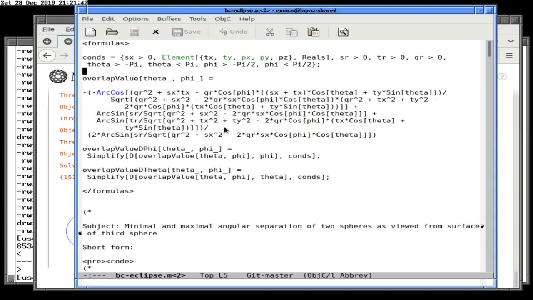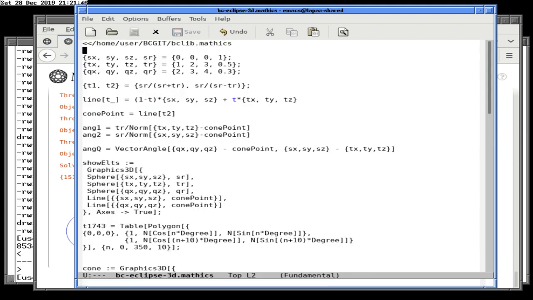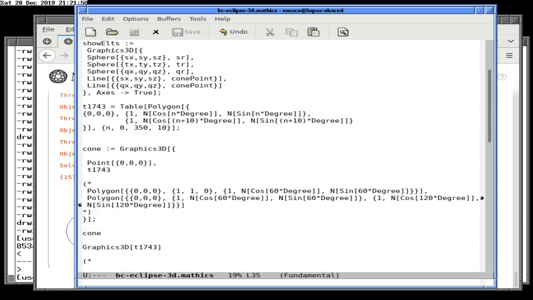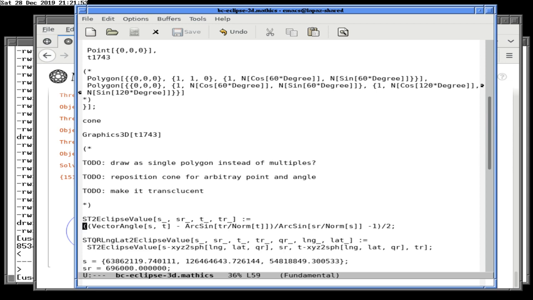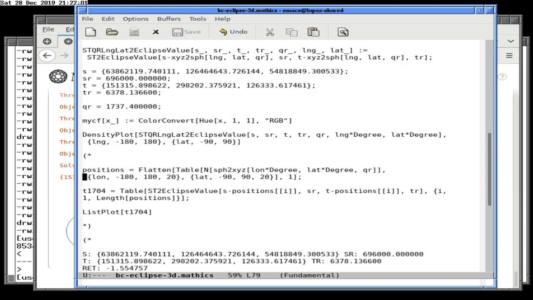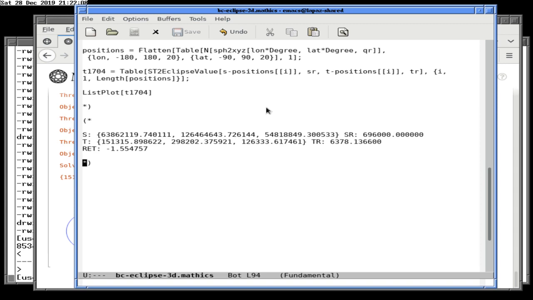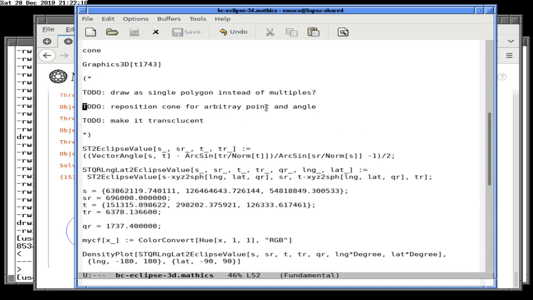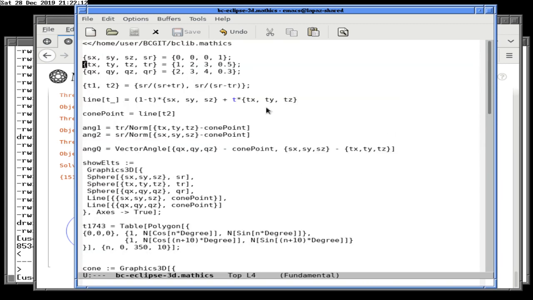I'm going to do something stupid, and I'm actually going to see if we can get it back from over here. So, okay, this is the non-generic case, and we did do the generic case somewhere. Here it is. Given S and T the eclipse value, oh, you know what? I may never have done this in Mathics using the model where S is on the x-axis. I might have, though.